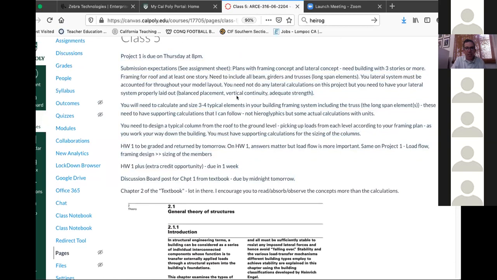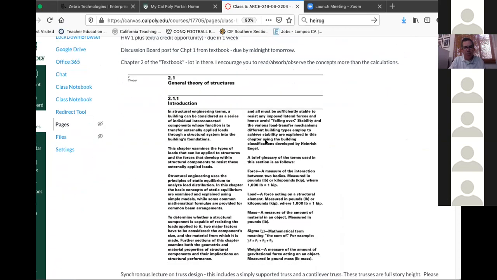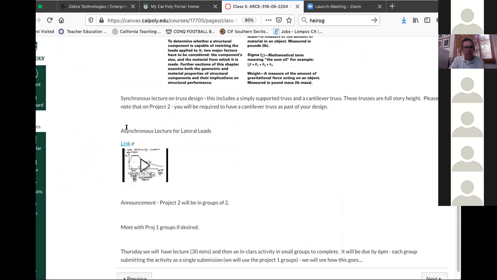You don't have to do any calculations for a lateral system, but you do need to obey those concepts of balanced placement, vertical continuity, and adequate strength. So you need to have enough lateral systems smartly placed. We start to get into that here with the asynchronous lecture, and then we do that again next week with a synchronous lecture on lateral loads.